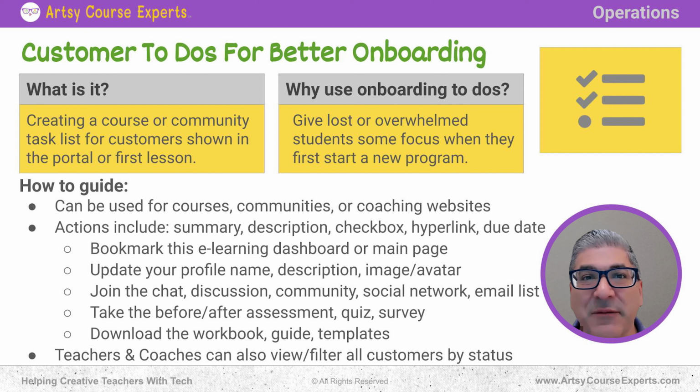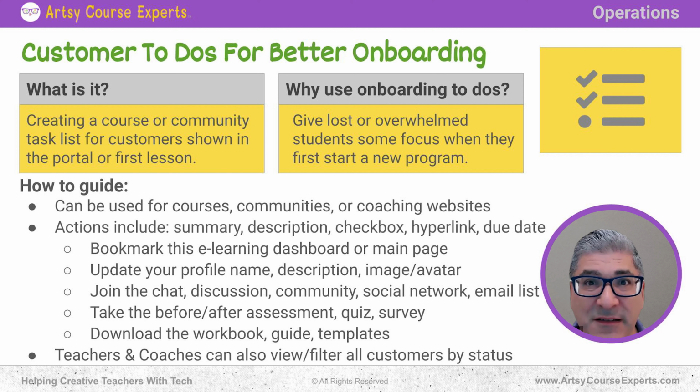So let's go over a how-to guide. Customer to-do lists can be used for online courses, online communities, or even coaching programs. They can be used for a wide range of things. Now, each of the to-do items has some action. It might have a description, like a summary. So every one of your to-dos is going to have a summary, like a title, a little description, could be just a few sentences.